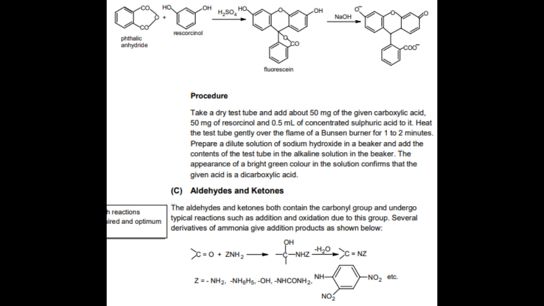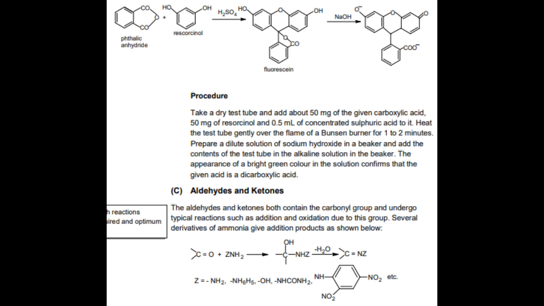Procedure. Dissolve 100 mg of the compound taken in a test tube in 2-3 ml of ethanol. Add 2 ml of 2,4-dinitrophenylhydrazine reagent to the test tube and shake the contents of the test tube. The appearance of a yellow to orange colored precipitate indicates that the given compound is an aldehyde or a ketone.